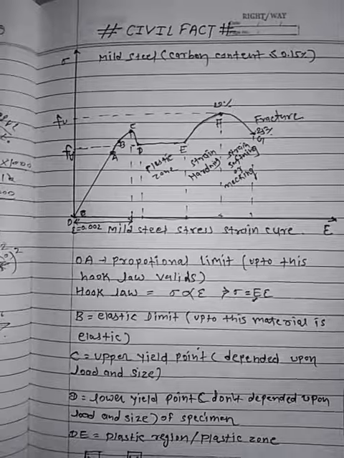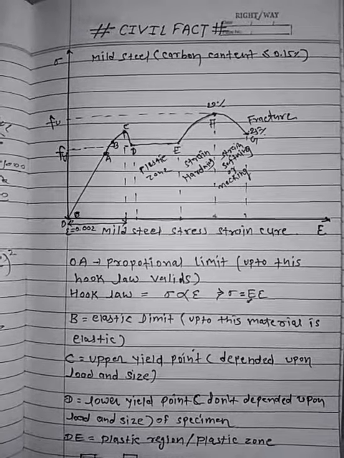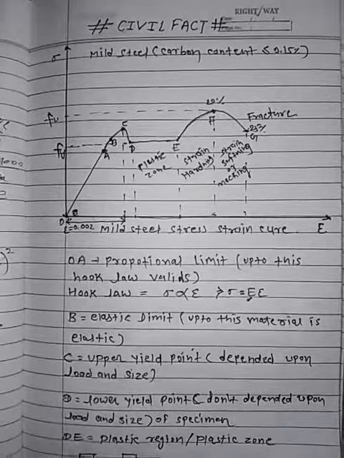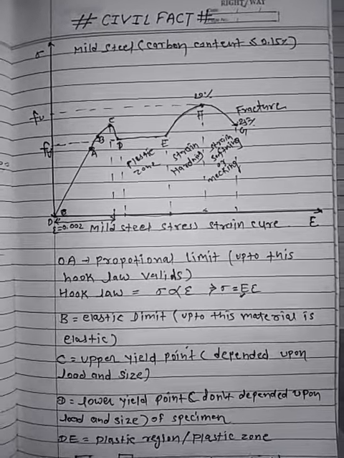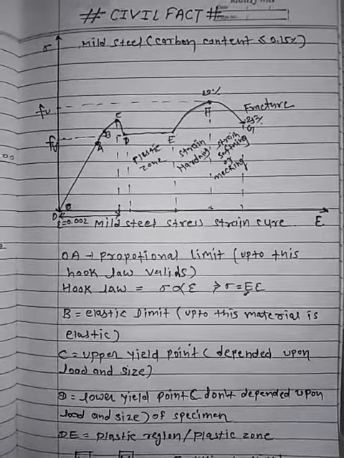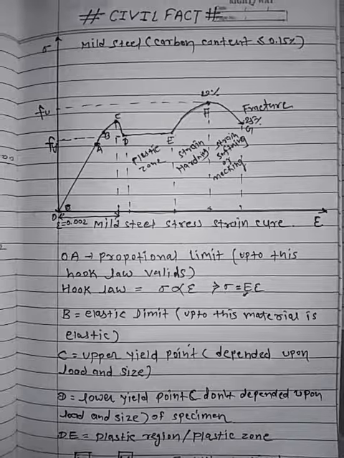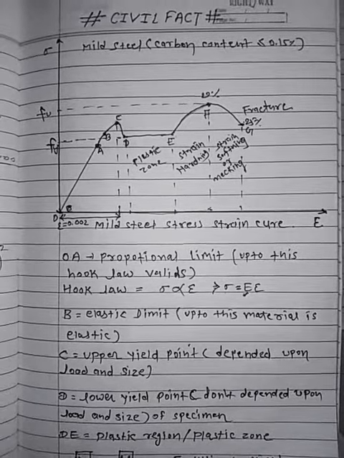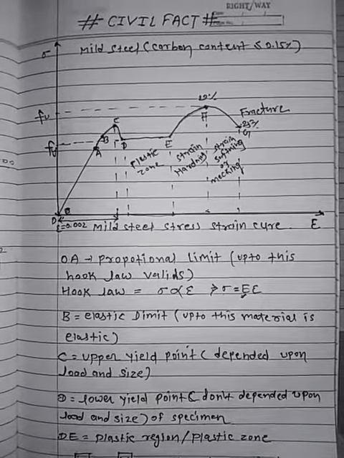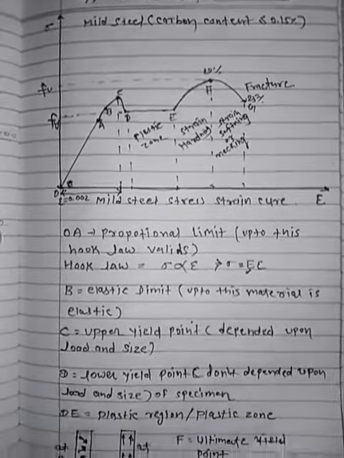Then point B is called the elastic limit. Up to the elastic limit, when the load is removed, the material regains its original shape and size. Beyond the elastic limit, if the load is removed, the material does not regain its original shape and size. A to B, the curve is slightly curved up to this.